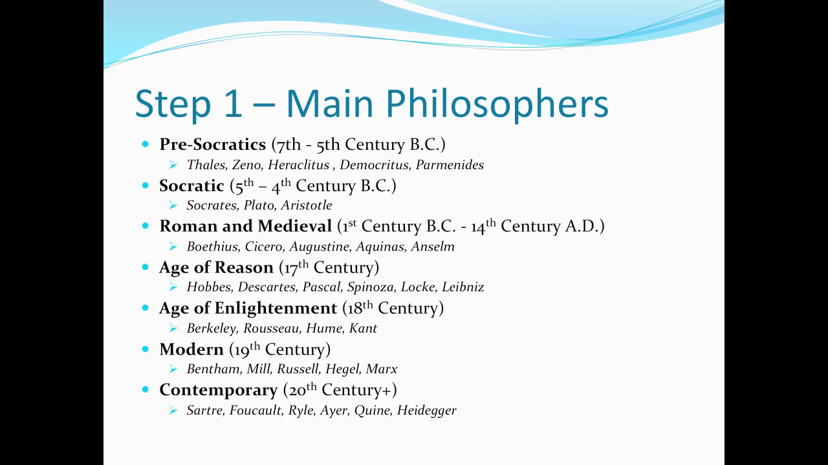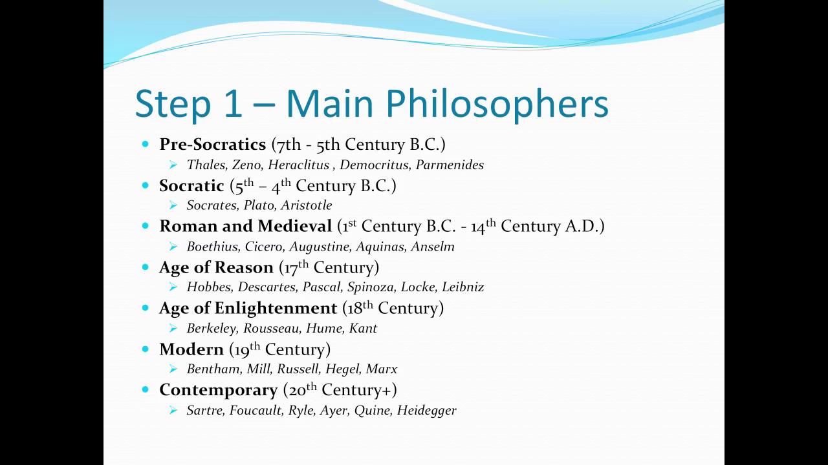Next, we have the Roman and medieval period of philosophy, ranging from the 1st century BC all the way to the 14th century AD. This includes philosophers like Boethius, Cicero, Augustine, Aquinas, and Anselm. Next, we have the Age of Reason in the 17th century, including a number of philosophers like Hobbes, Descartes, Pascal, Spinoza, Locke, and Leibniz.